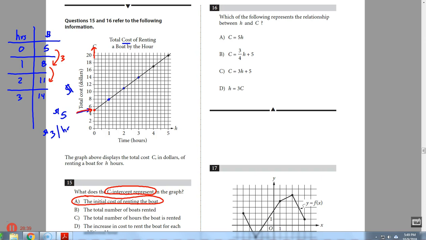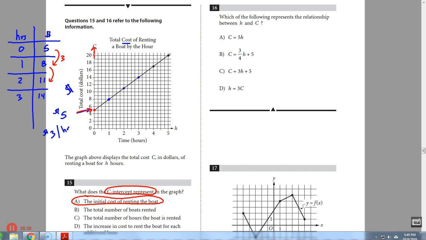And if you rent a U-Haul or other things, a lot of times there's a flat fee to get started, and then it's so much per mile or so much per hour afterward. So that y-intercept, or c-intercept in this case, always represents the flat fee or the initial amount. So you'll use that on several SAT tests.